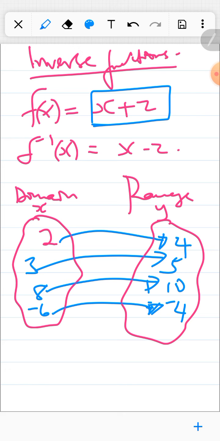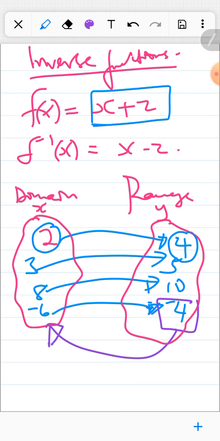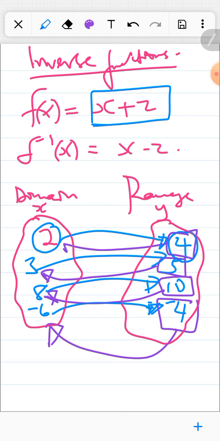So this function takes a number from the domain and takes it to a certain number in the range. The inverse function is what does the opposite. The inverse function would take -4 back to -6. It would take 10 back to 8. That's the inverse function. It undoes what the original function did. It would take 4 back to 2.